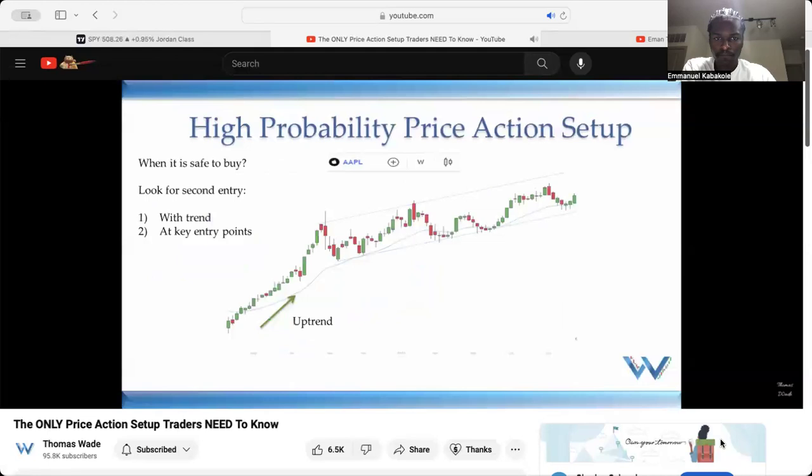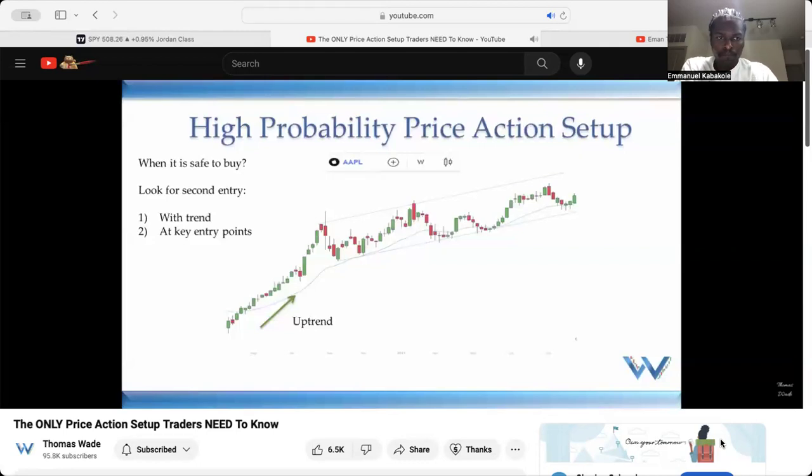First entry long, and the first entries in general may not be as reliable because they're indicating that the correction may continue. The pullback may not be over just yet. Only after there are two legs and there's the second attempt, this is where the bears will throw in the towel and bulls are about to resume the market.